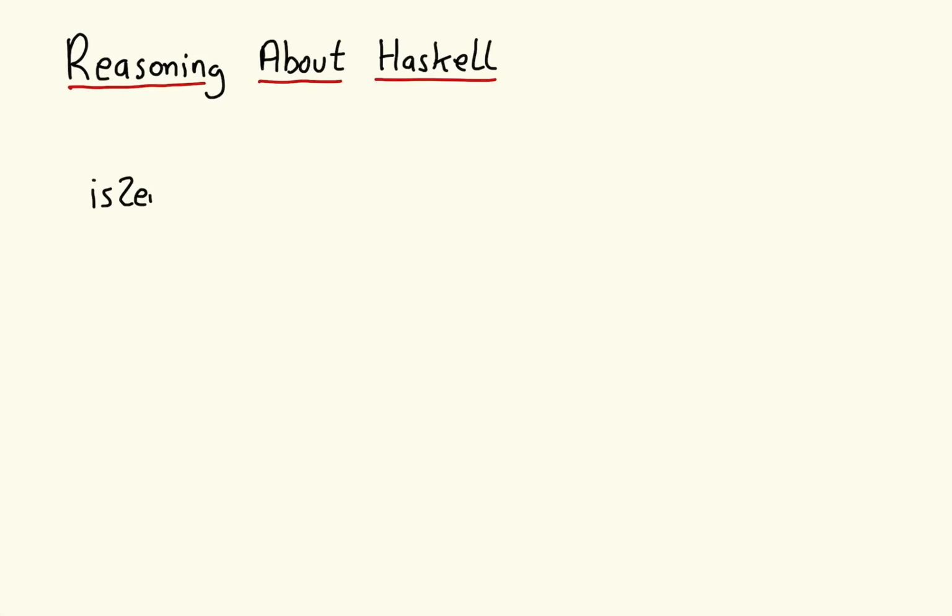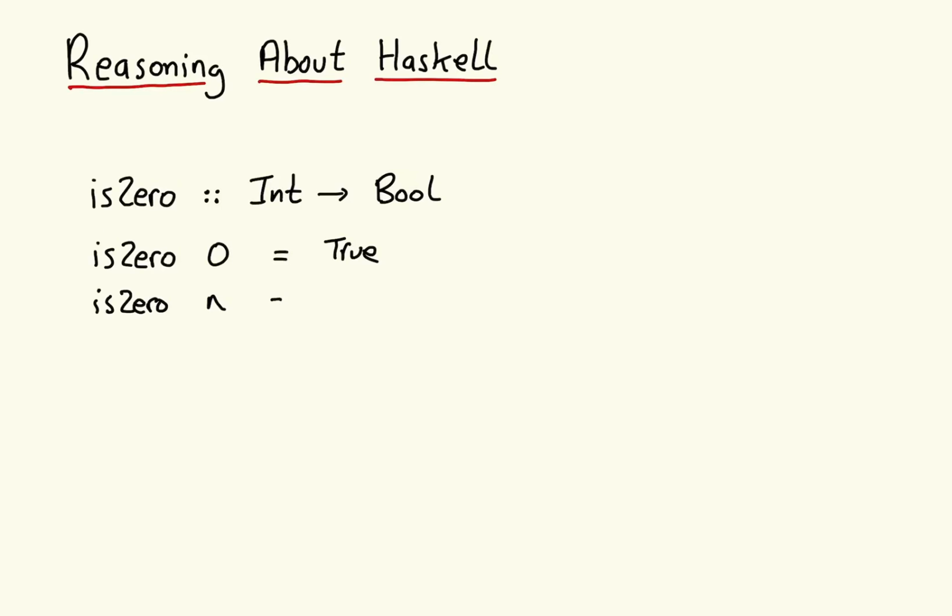So I could define a little function called is0, and it's going to take an integer as its parameter and give me back true or false, depending on whether the integer is 0 or not. And one way to define this is I could use pattern matching with two equations. So I could say is0 of 0 is true, and is0 of anything else is false. So a nice simple two-line function definition for the is0 function.